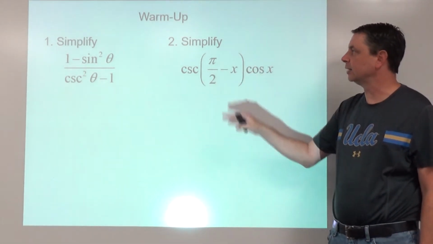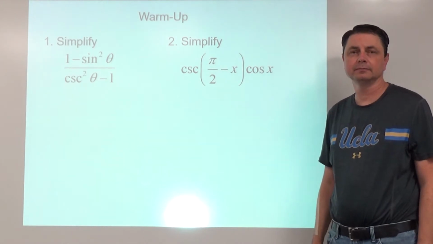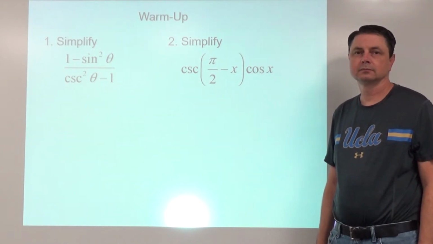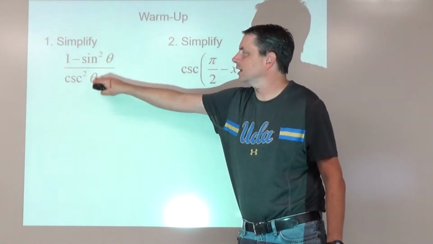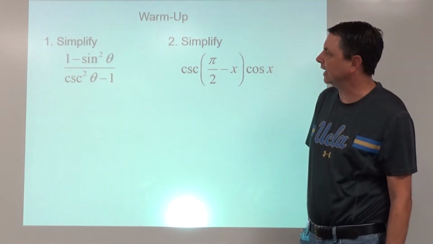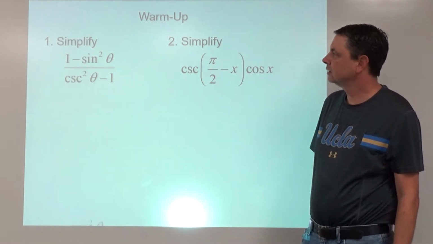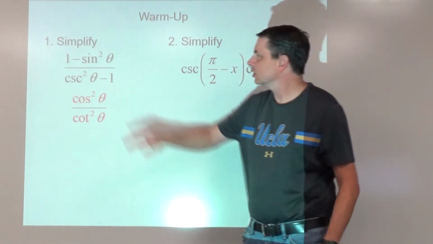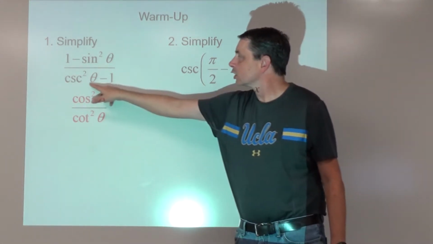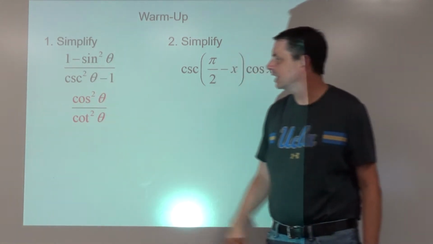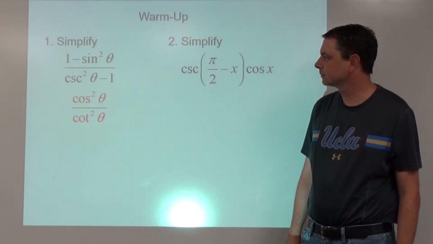Go ahead and simplify both. Pause the video here. All right, number one, we have Pythagorean identities, top and bottom of our fraction. So 1 minus sine squared theta is cosine squared theta. Cosecant squared theta minus 1 is cotangent squared theta.